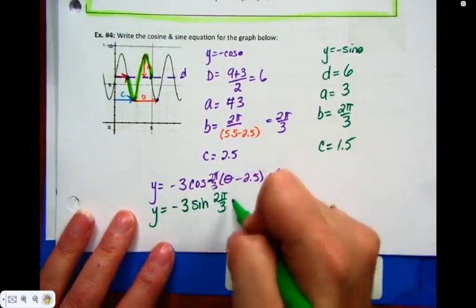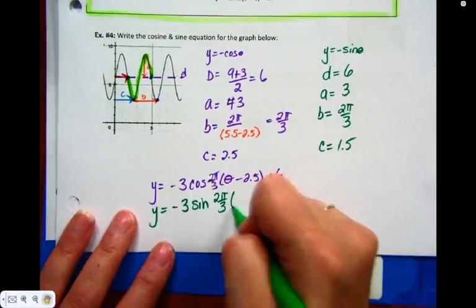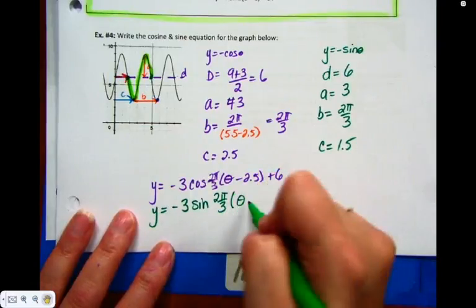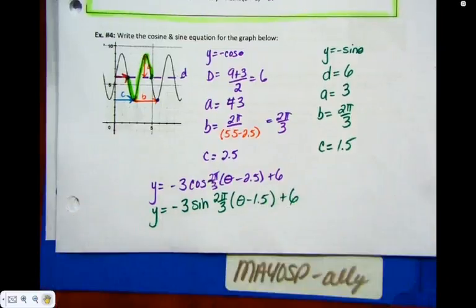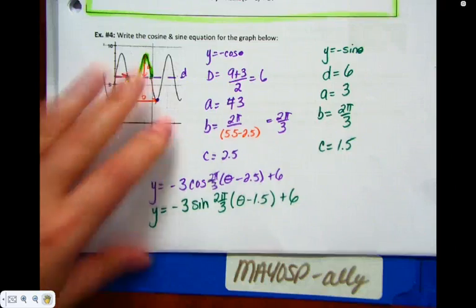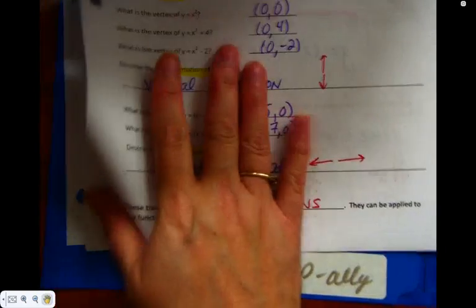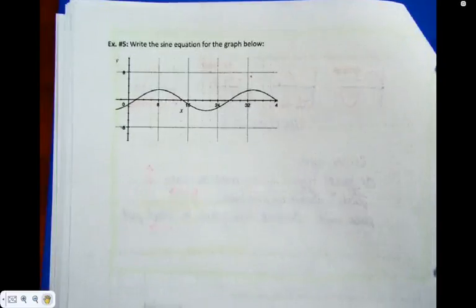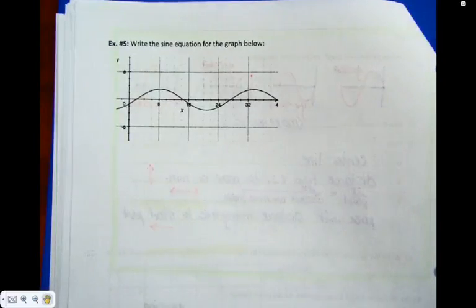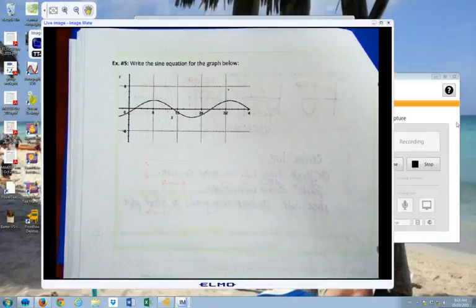Last one. Find a friend. I'll give you a couple of minutes. Just note the question says sine. When the question says sine, it wants a negative or positive sine. It means you can't have a cos anywhere.